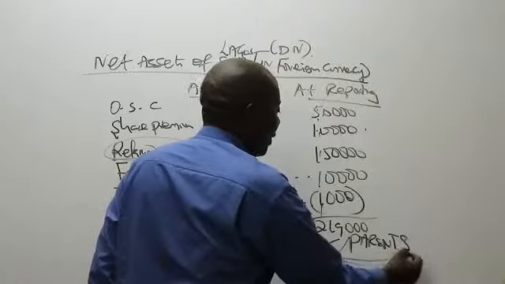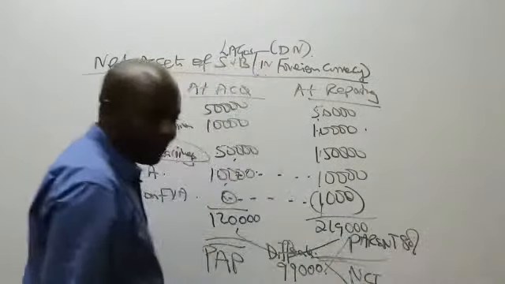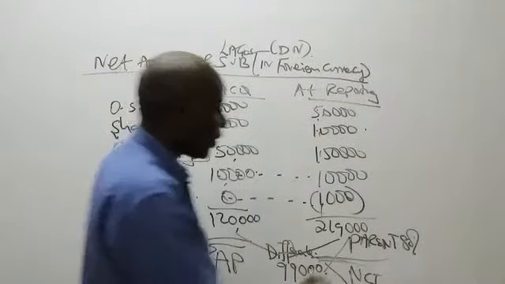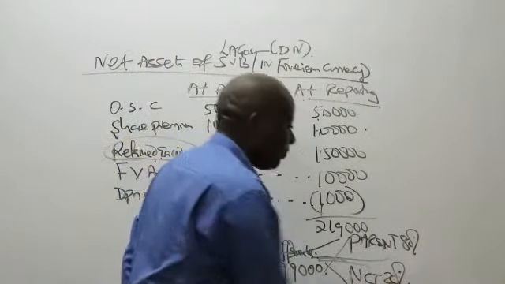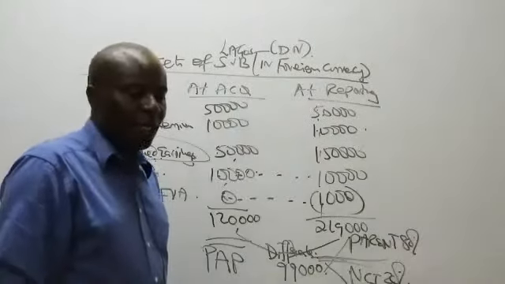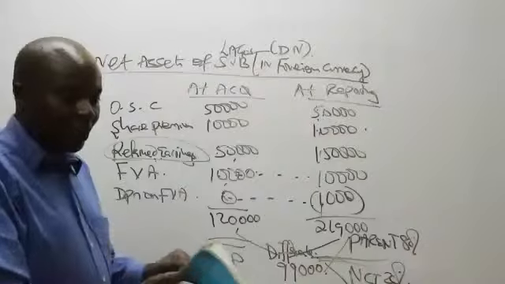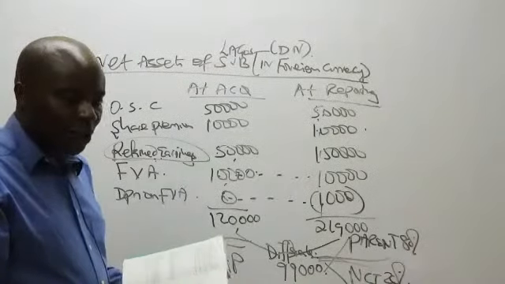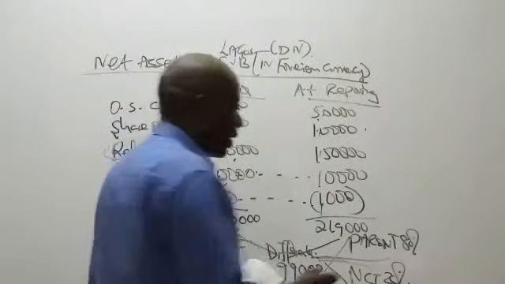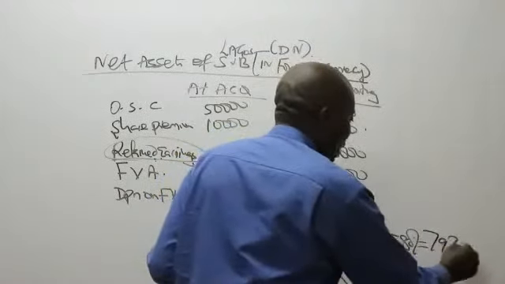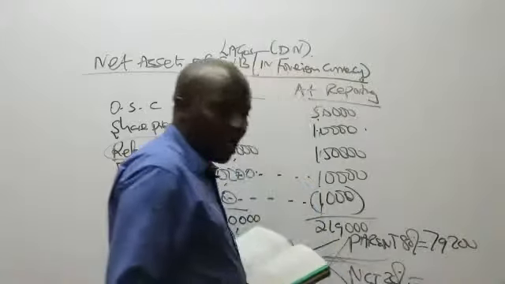Very important. Remember the parent was 80%, and therefore NCI is 20%. Very important for me to know that. NCI is 20%. So parent 79,200, and then NCI 19,800.